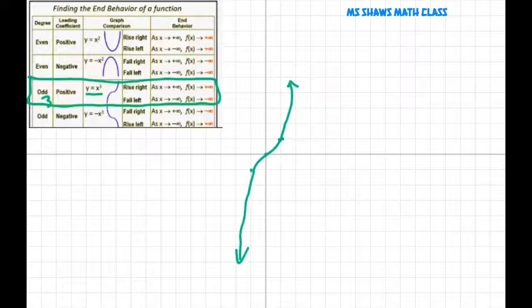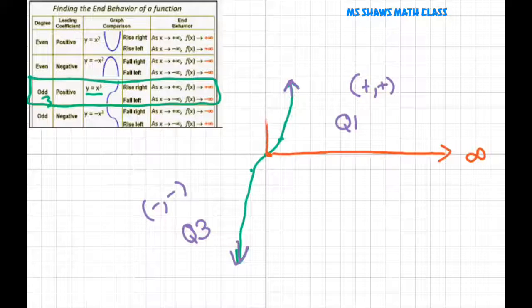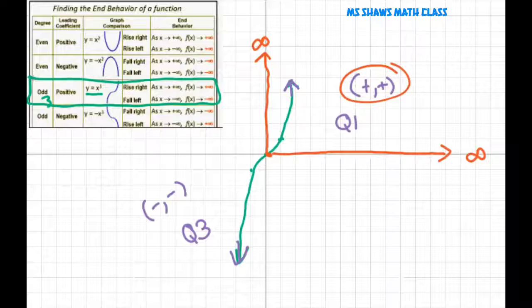Now, our end behavior is where are we going to start and end? So graphing left to right, we're going to start in quadrant 3 and end in quadrant 1. Quadrant 1 is positive, positive. Quadrant 3 is negative, negative. So all this means is that as x grows larger and larger from 0, so does my y grow larger and larger from 0. So that gives you your positive, positive there. And that means we're in quadrant 1.